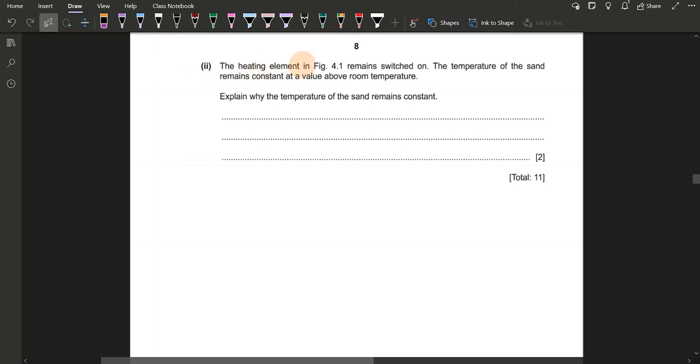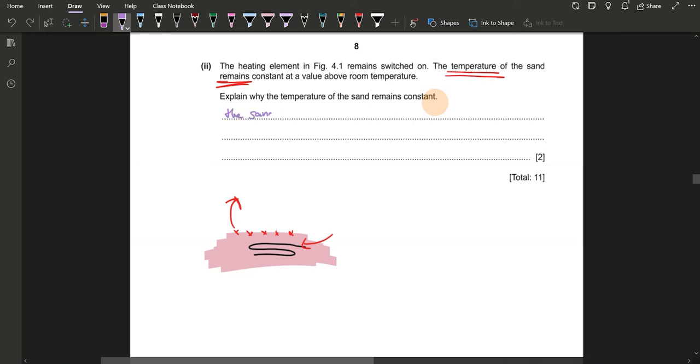Part 2 says, the heating element in figure 4.1 remains switched on. The temperature of the sand remains constant at a value above room temperature. Explain why the temperature of the sand remains constant. So we have the sand here, and we have the heating element. Now the energy is being transferred to the pot. So the temperature of the sand remains constant, right? So when it remains constant, that means the energy supplied is going to be equal to the energy which is given out by the sand. So that's the basic explanation. So we can write it in statements.